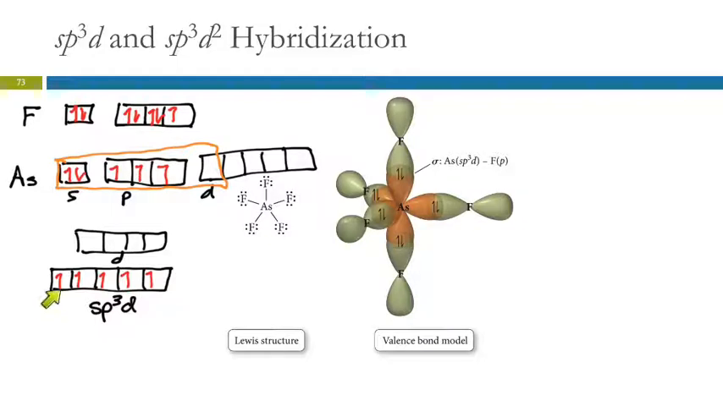Each half-filled orbital can overlap with the half-filled orbital of another atom. So I've got these 5 hybrid orbitals. They form a trigonal bipyramid shape. Each of these can overlap with one fluorine atom. We learned from VSEPR theory to look at this and say there's 5 groups, there aren't any lone pairs, that's going to have a trigonal bipyramid shape. Any questions?